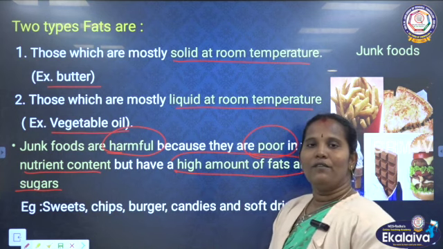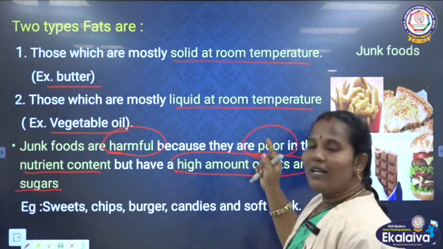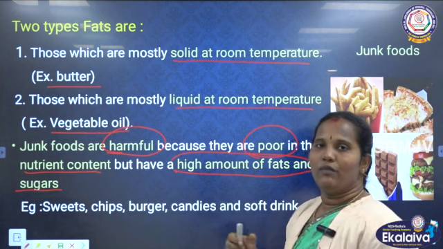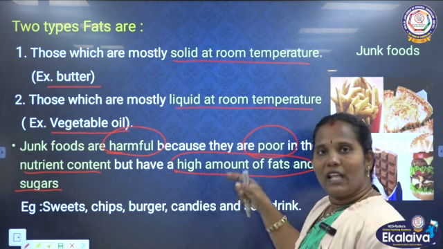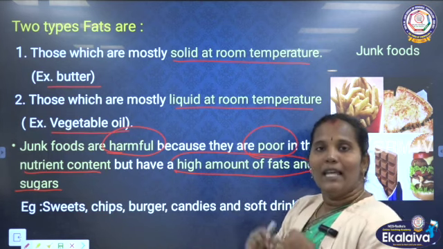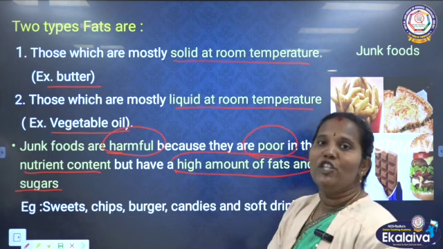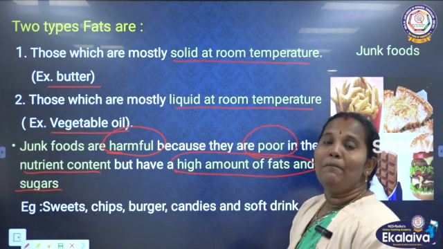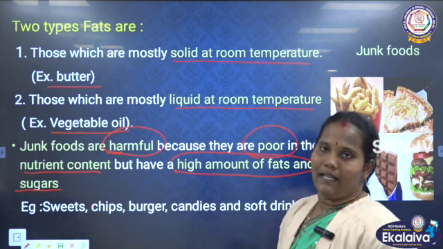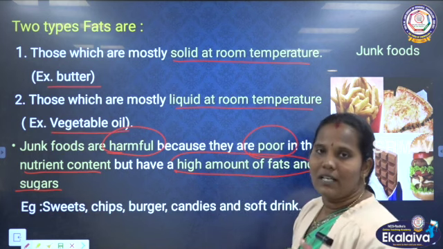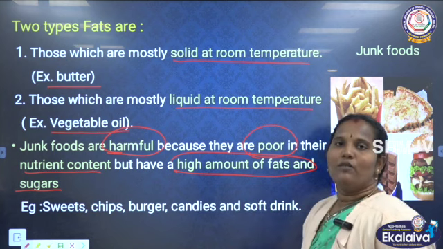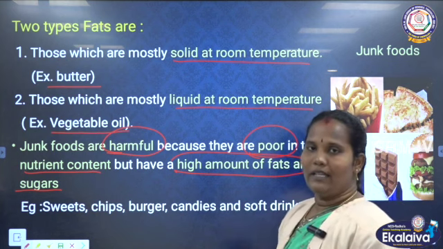Sugar and, what is that? Carbohydrate and fat, both are energy giving foods. Junk food having too much sugar as well as fat gives too much energy to our body. At the same time, it has poor nutrition content. This is the reason we should avoid eating too much junk food.